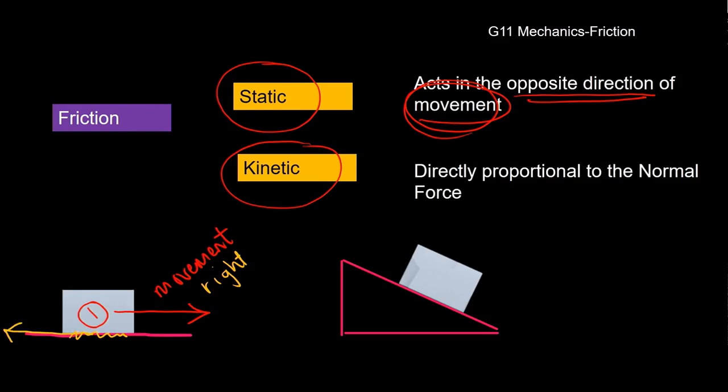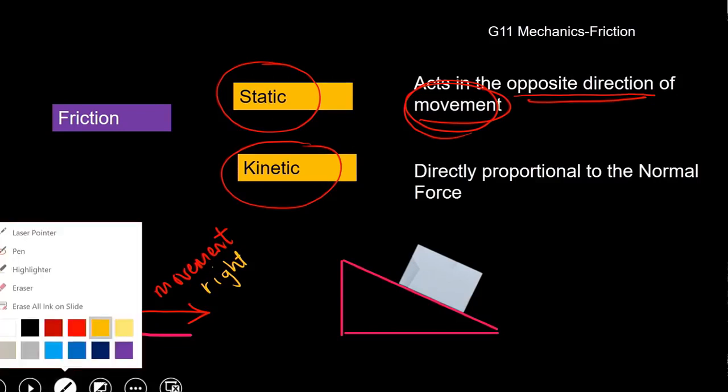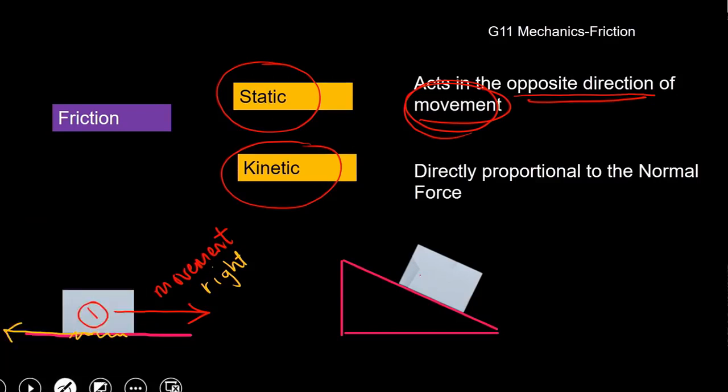Opposite direction to movement. Now, what about an object on a slope? We need to be very careful when we are dealing with objects on a slope. If the object is moving up the slope, I'm going to change my pen so we can keep this constant. So if my object is moving up the slope, that's the movement going up the slope.